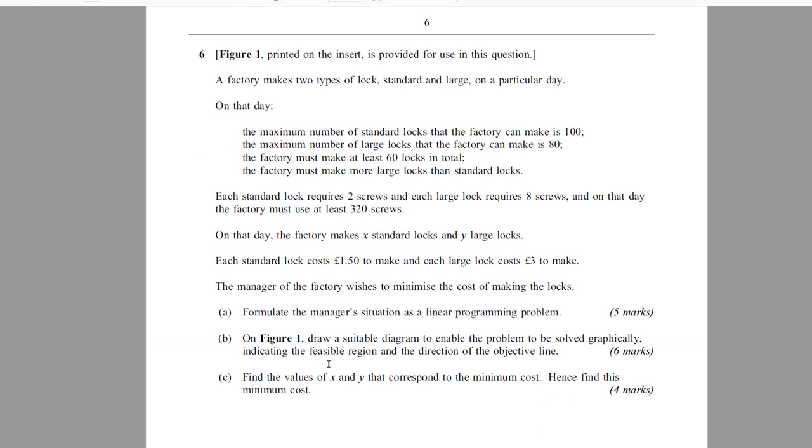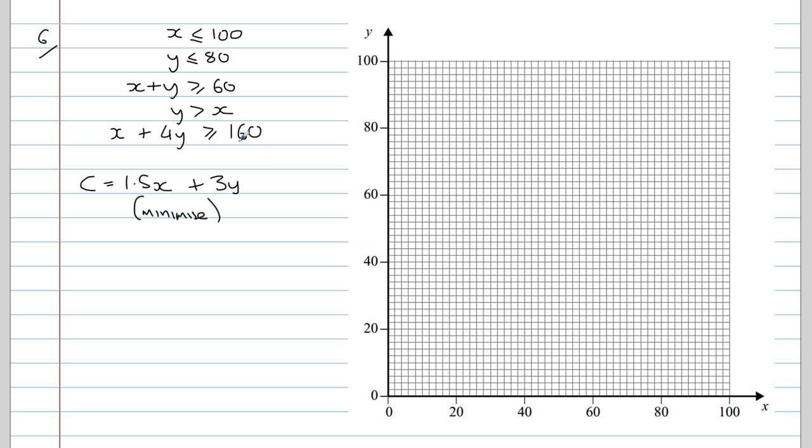In part B, it says on figure 1, draw a suitable diagram to enable the problem to be solved graphically, indicating the feasible region and the direction of the objective line. So the first thing we're going to do is draw our constraints onto the diagram. Starting with X is less than or equal to 100, that's going to be a line that goes through 100. We're interested in the region that's all to the left of that, so we shade the region that we don't want. Next up is Y is less than or equal to 80.